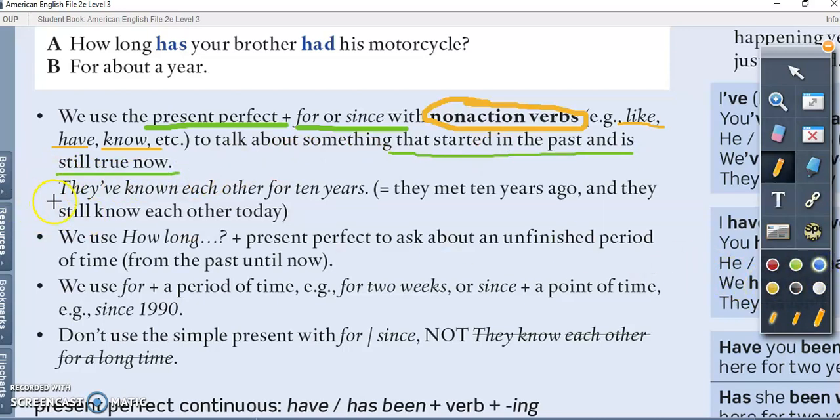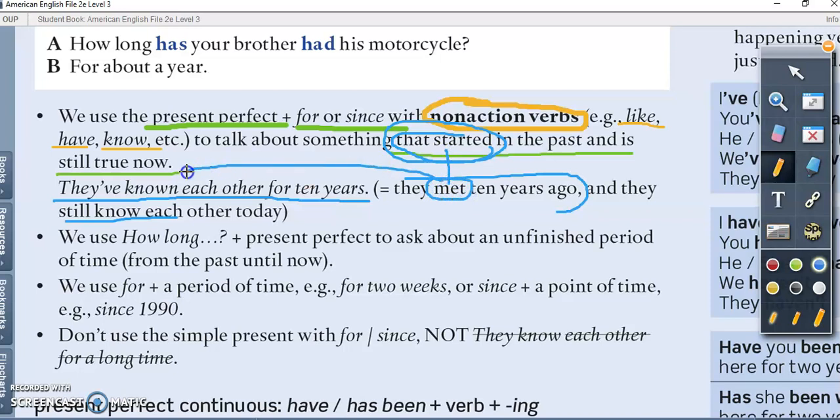For example, they have known each other for 10 years. They met 10 years ago and they still know each other. The verb met: they met, it started in the past 10 years ago, but they still know each other today. That is the present perfect. And here we're using for 10 years.